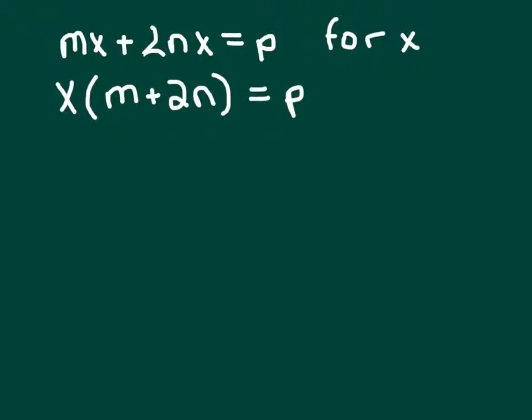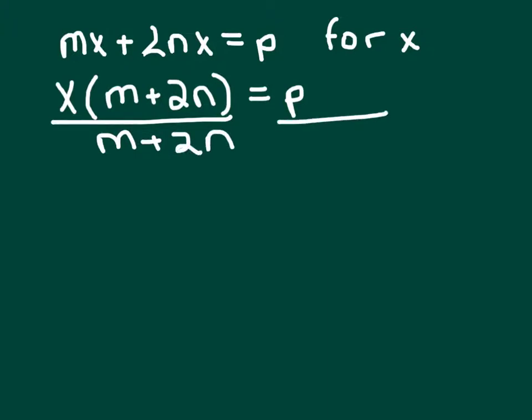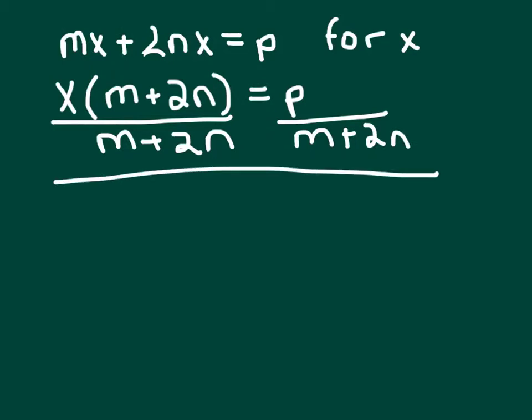I'm going to review that for you. mx divided by x equals m. And 2nx divided by x equals 2n. And we want to solve for x, so that means we've got to get rid of the m plus 2n, and since it is multiplying right now, we will divide both sides by m plus 2n. These cancel each other out, and you're left with x equals p over m plus 2n.